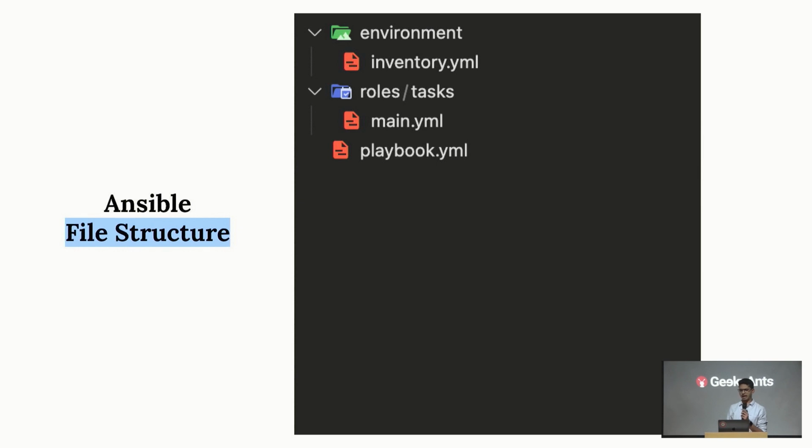So a basic Ansible file structure looks something like this. We have an inventory file, we have roles in which we keep several tasks, and we have a playbook file. Everything in Ansible is plain YAML text, and it's really easy to code and get started with it.